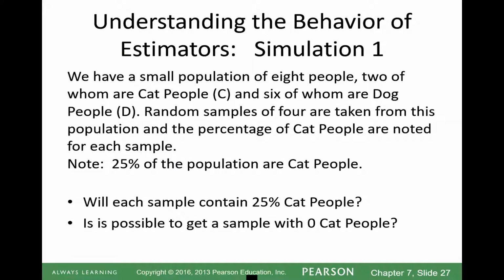Understanding the behavior of estimators. Simulation 1 here. They have a population of 8 people, 2 are cat people and 6 are dog people. Random samples of 4 are taken from the population, and the percentage of cat people is noted for each sample. So looking at the percentage of cat people, how many do we have here? 2 out of 8. So the population is 25% cat people.